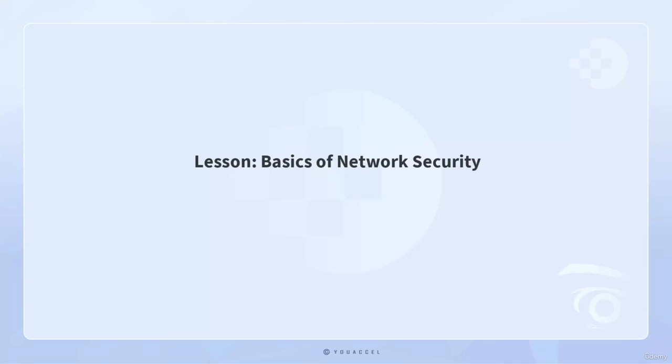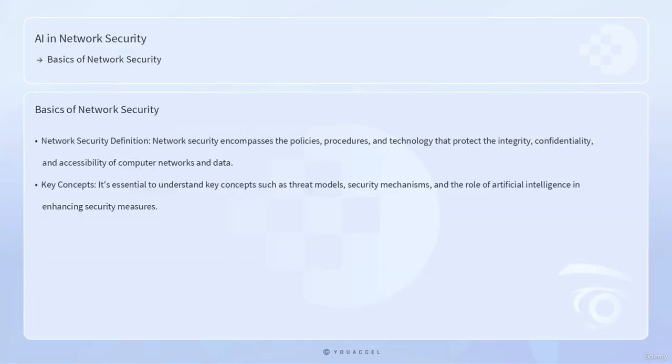Lesson: Basics of Network Security. Network security encompasses the policies, procedures, and technology that protect the integrity, confidentiality, and accessibility of computer networks and data. As we delve into the basics of network security, it's essential to understand key concepts such as threat models, security mechanisms, and the role of artificial intelligence in enhancing security measures.